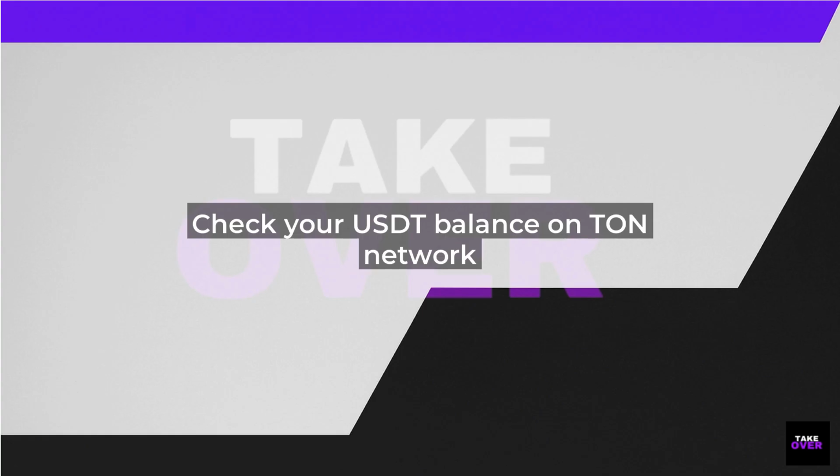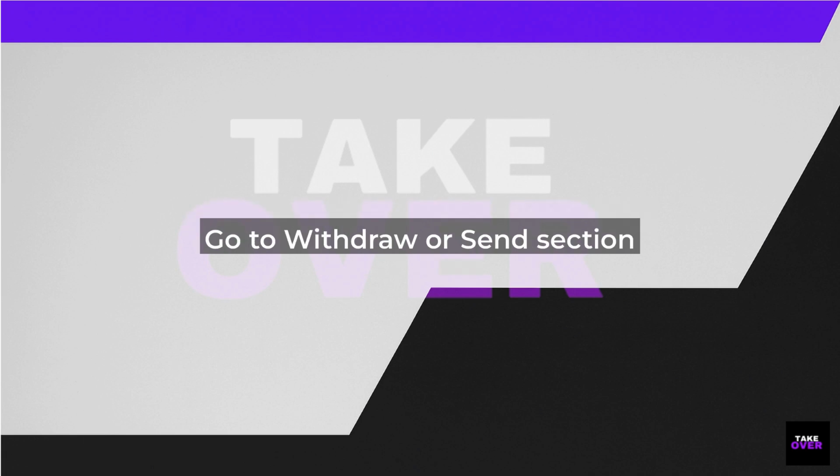Let's jump right in. First things first, make sure you have the Ton Space app installed on your device. If you don't, head to the App Store or the official Ton website and download it. It's free and straightforward. Once you're logged in, check your wallet balance to confirm you have USDT available. Remember, double-check that it's on the Ton network to avoid any mix-ups.